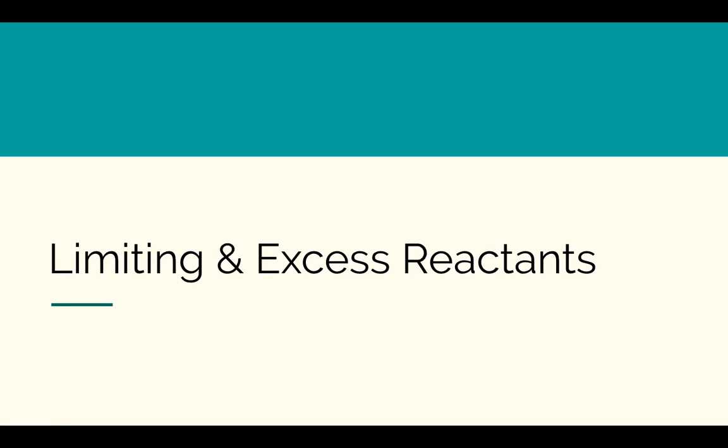In this lesson, we're going to talk about limiting and excess reactants and how we can figure out which reactant is the limiting one when you have a chemical reaction and you're given amounts for both reactants. So the limiting reactant is the one that gets used up first, and so it controls how much product is going to be made, or it limits how far the reaction can proceed. And then the other reactant that is left over is the excess reactant.